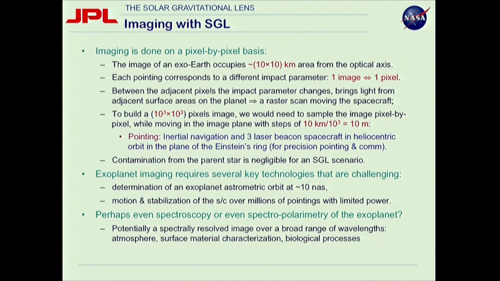We have 1,000 by 1,000 pixels, and to form an image we have to go pixel by pixel, because each pixel will represent different impact parameters. Surface areas adjacent to each other on the surface of the Exo-Earth will be imaged to two pixels adjacent to each other in the image plane. There will, of course, be blurring, because the lens being astigmatic, from one spatial pixel there will be light leaking inside. Roughly we estimate maybe up to 25% of the light we get in one pixel will come from adjacent pixels. But still, it's noise we can deal with.